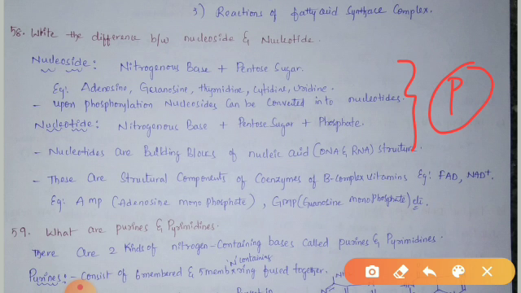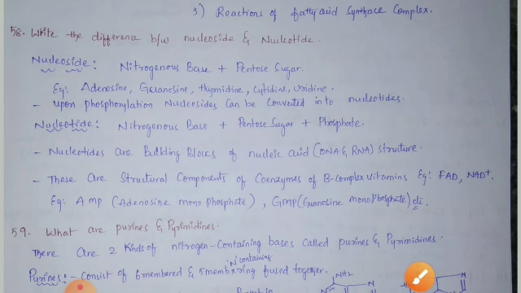Nucleotides are building blocks of nucleic acid, that is DNA and RNA structure. These are also structural components of coenzymes of B complex vitamins. Certain nucleotides can be considered as coenzymes such as FAD, NAD, nicotinamide adenine dinucleotide ion, so NAD plus. Like that, they can act as coenzymes also. Examples are adenosine monophosphate, guanosine monophosphate.